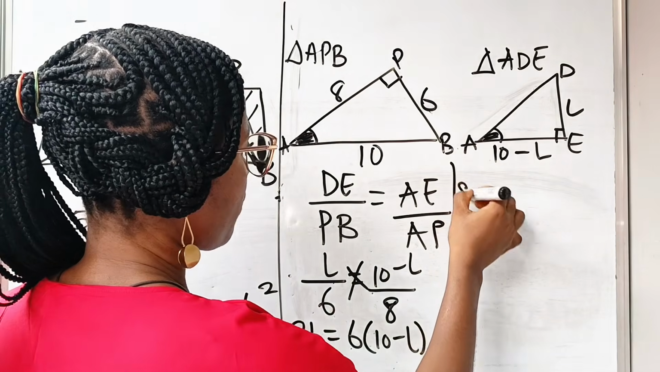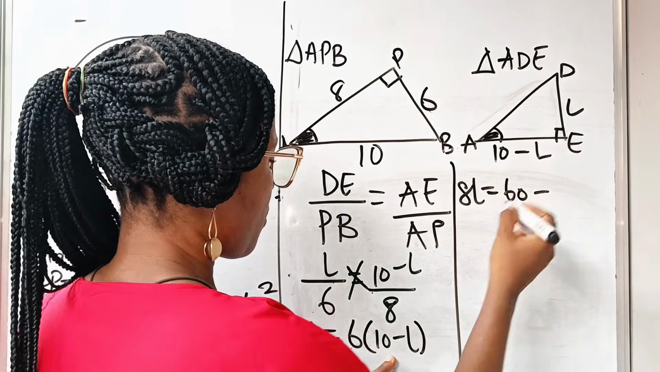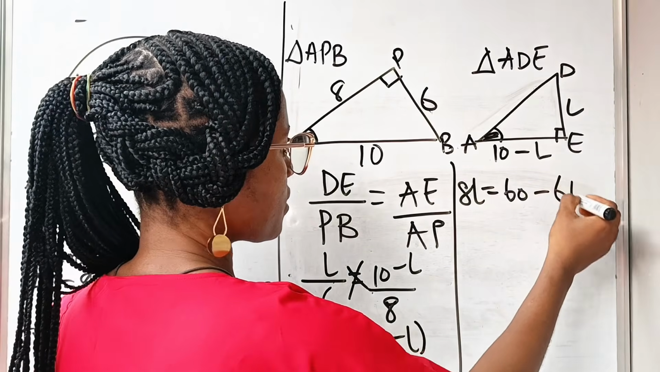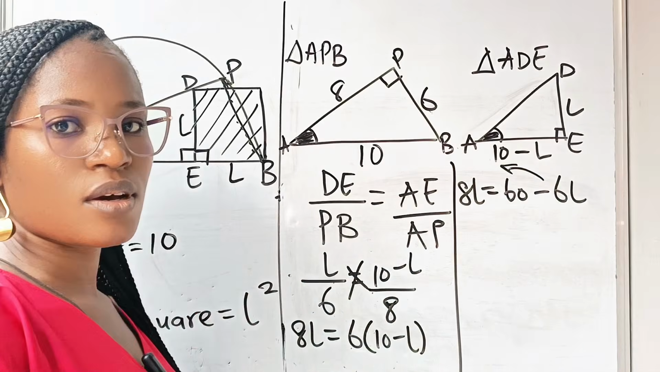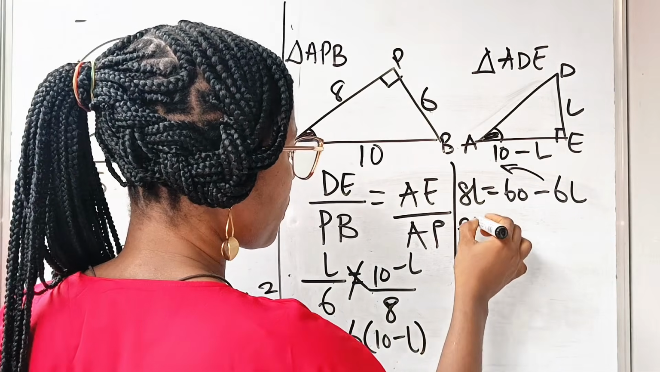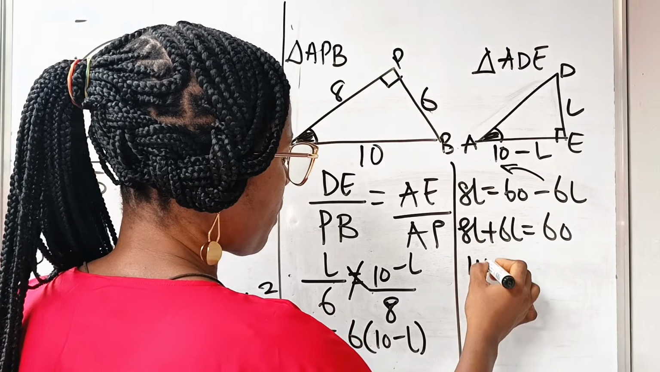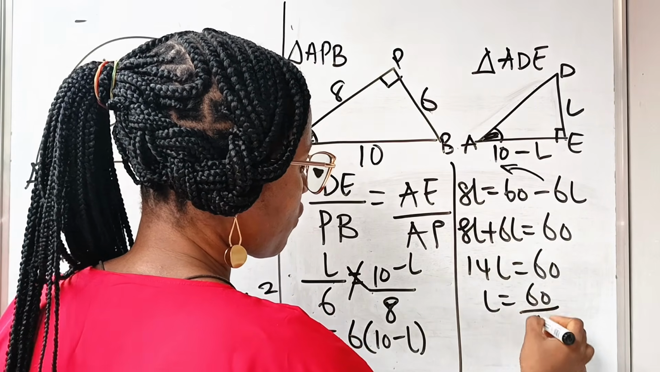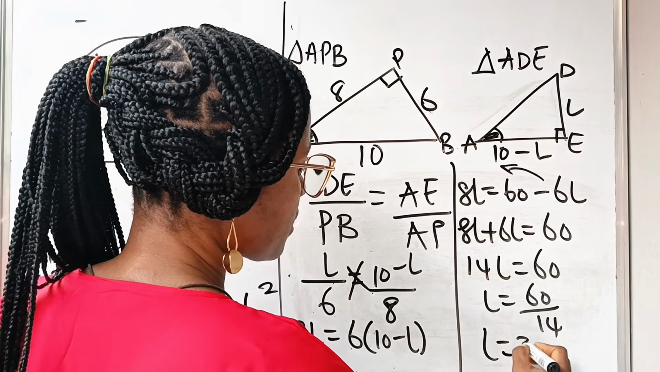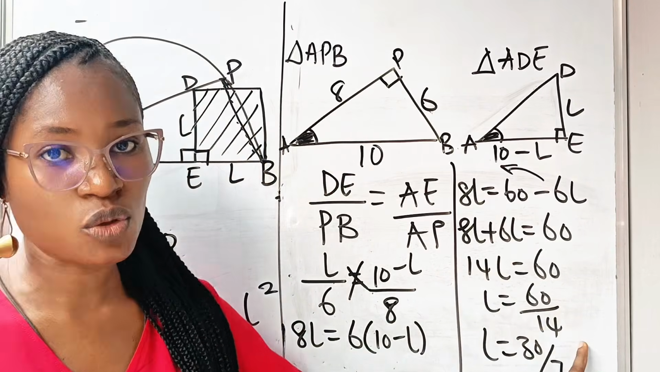Okay, so we have 8L is equal to 6 times 10, which is 60, minus 6 times L, which is 6L. Let's transfer this minus 6L to the other side. We have 8L plus 6L is equal to 60. 14L is 60, so L is 60 over 14. L is 30 over 7, if we divide both sides by 2.